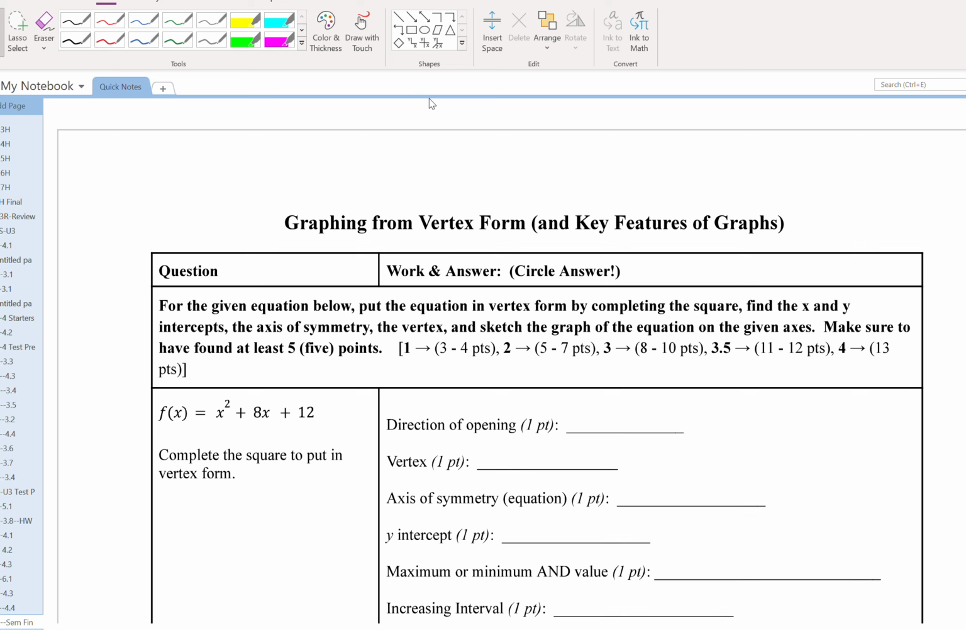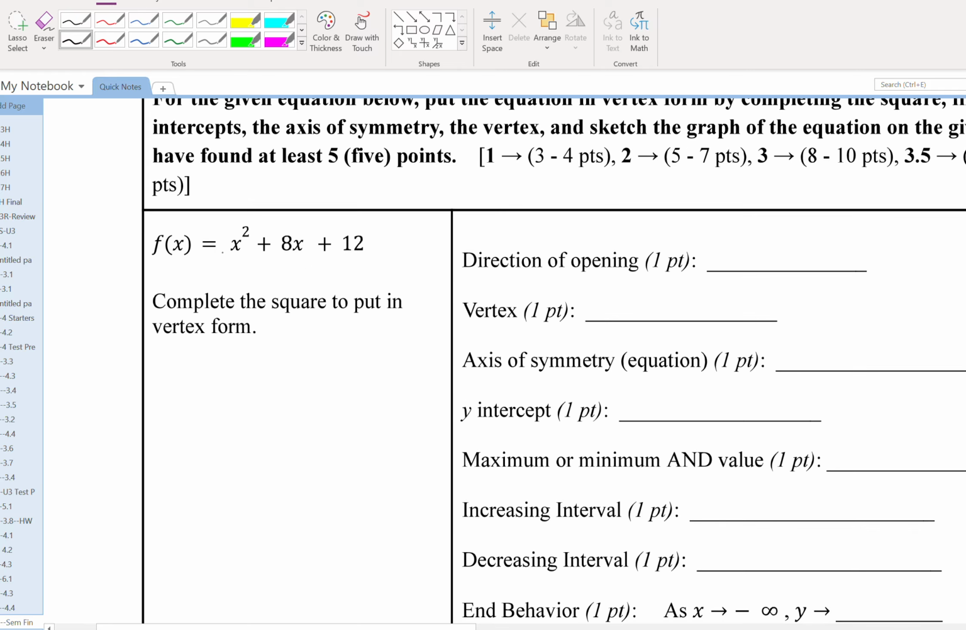Welcome. This is a video on how to graph from Vertex Form, and then we'll also talk about some of the key features of graphs. So in this equation, we are given an equation right here in standard form, and we're asked to complete the square in order to put this in Vertex Form.